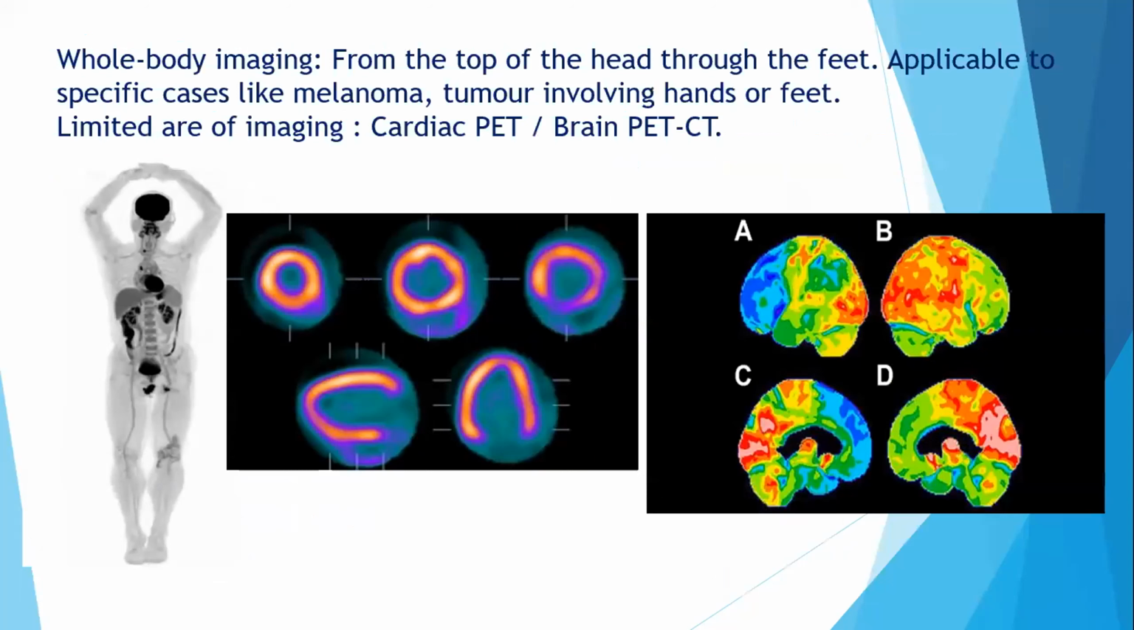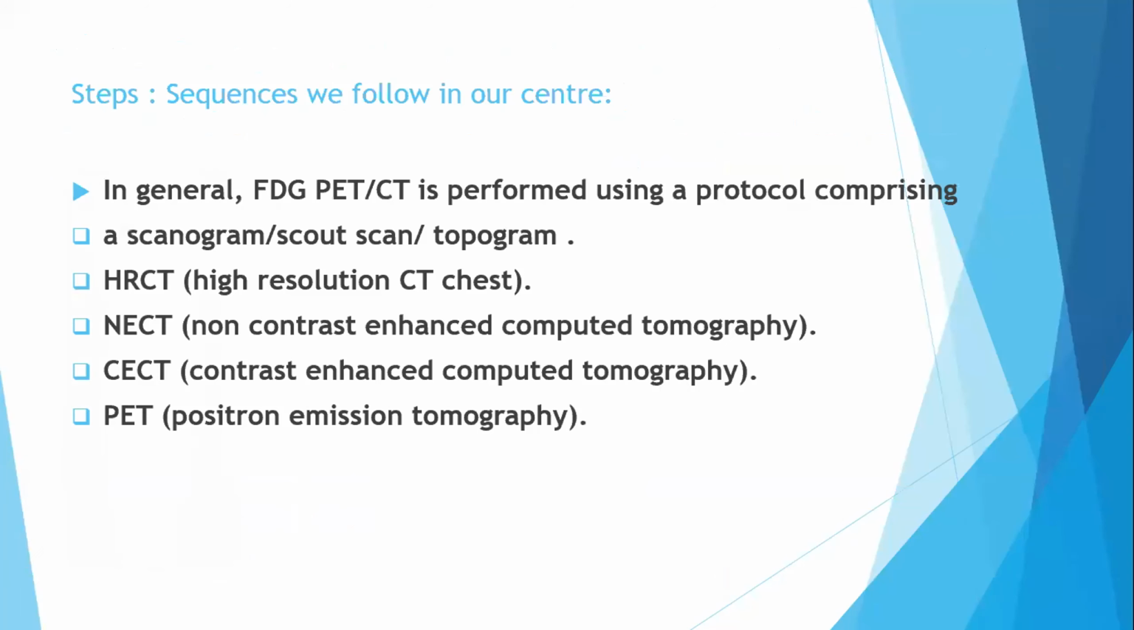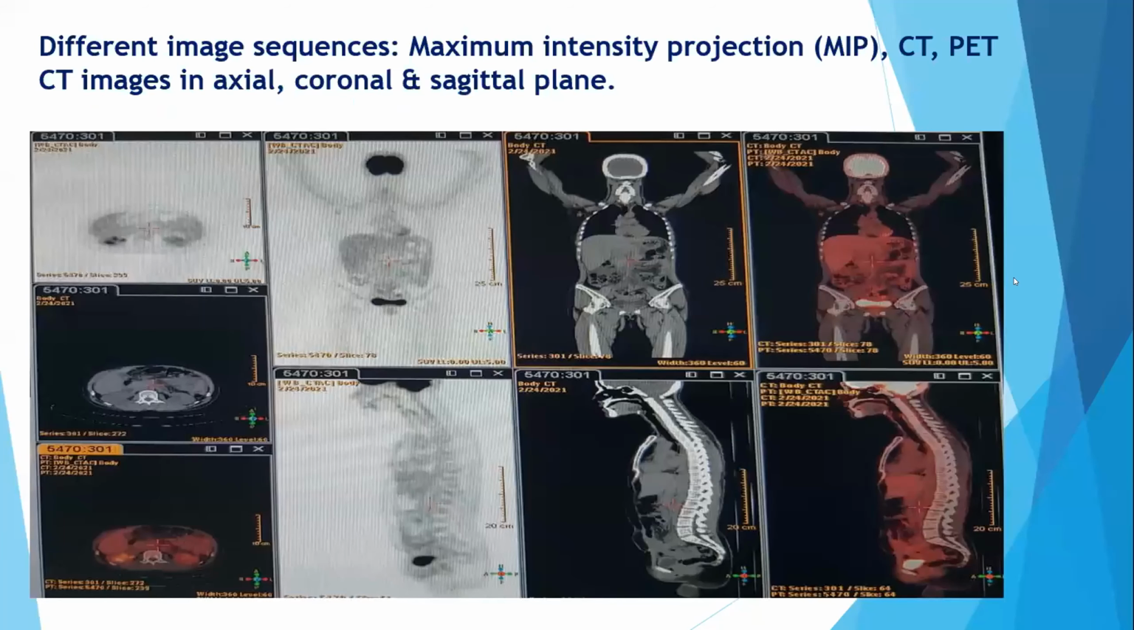Whole body imaging is taken for specific cases like melanoma or tumor involving hands or feet, and limited area imaging for cardiac PET or brain PET CT. In general, we follow in our center first the scout view, then HRCT, then non-contrast CT, then contrast CT, and then PET. These are all the sequences of a PET scanning.